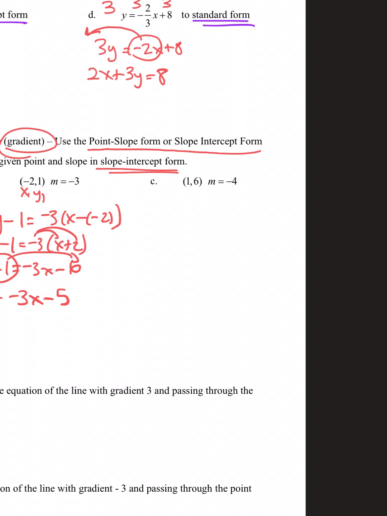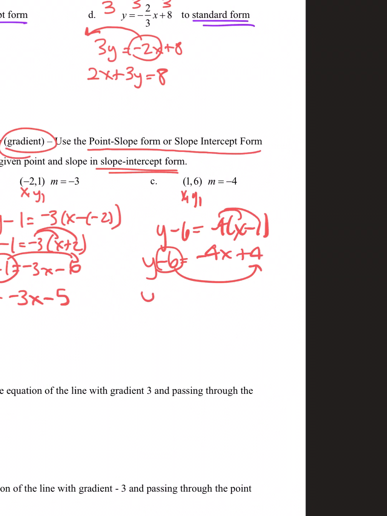All right, and so then this is x sub 1, this is y sub 1. Here's my m, minus x sub 1. I'm going to distribute: -4x plus 4, and then I'm going to move that 6 to the other side. So 4 plus 6 gives me 10.